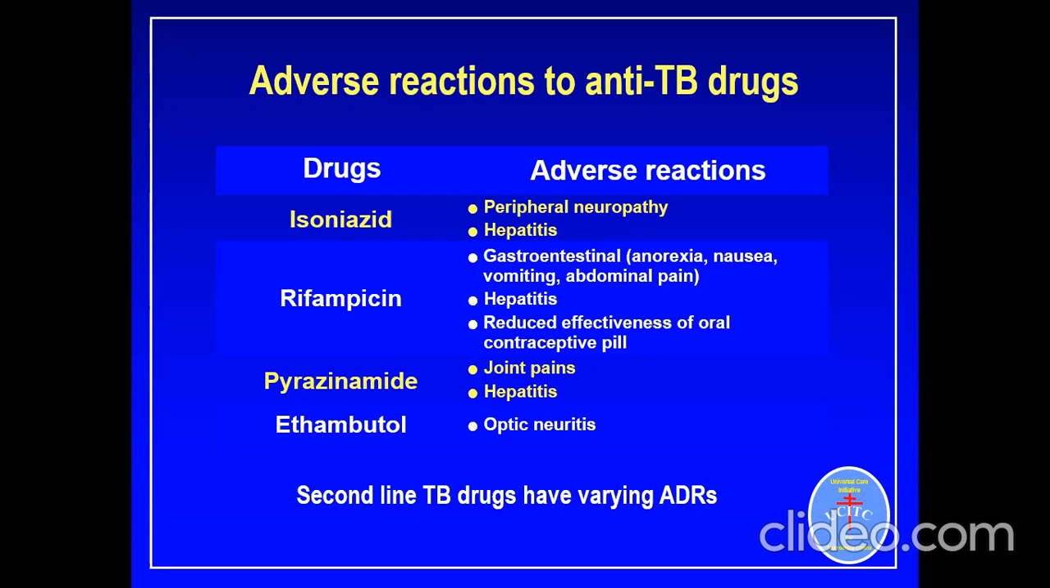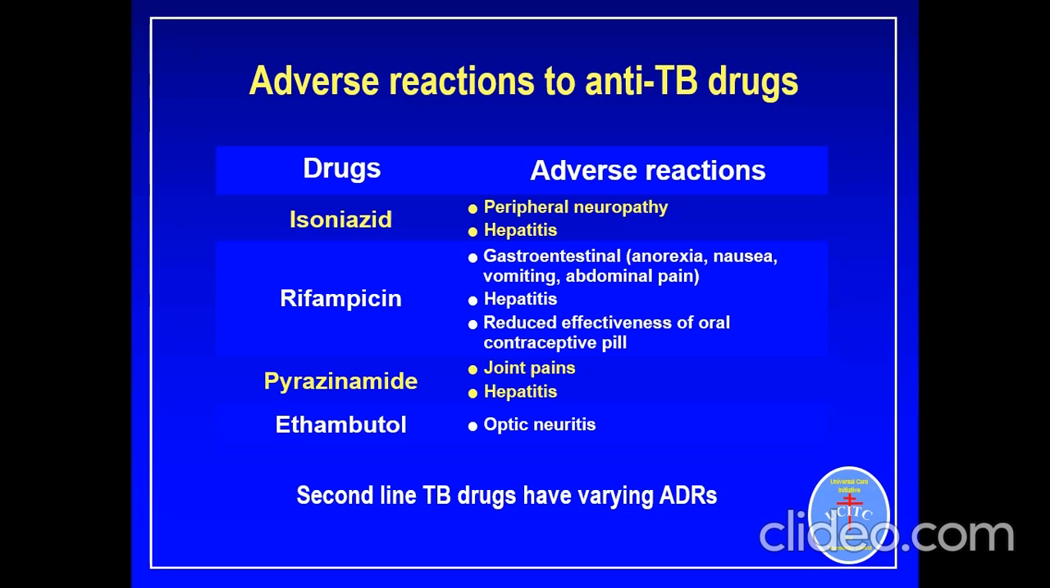Hepatitis is common, so one has to monitor the liver function tests. And of course, rifampicin reduces the effectiveness of oral contraceptive pills, anticoagulants, many steroids, and many other drugs because of activation of the hepatic enzymes. Pyrazinamide, what we have seen commonly is joint pains, arthritis, and arthralgia because of increased uric acid levels. Hepatitis is seen more in the Western countries. We haven't seen much hepatitis with pyrazinamide.